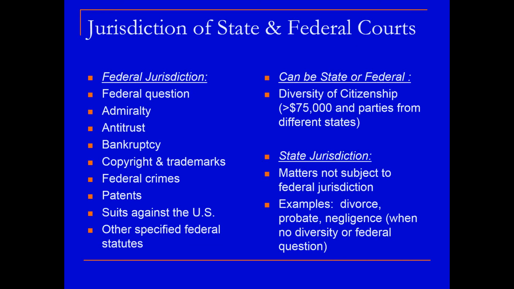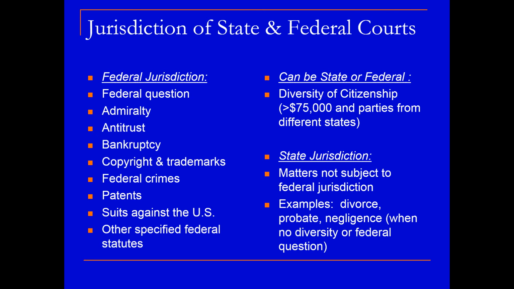Well, if you have questions of federal law, questions about the U.S. Constitution, that kind of thing, you're probably going to end up in federal court. If you have a divorce, probate, negligence case, that kind of thing, you may end up in state court. Now, what's in the middle here? This diversity of citizenship. If you don't have a federal question, but you still want to go to federal court, you can try to go to federal court using this, even if it's a matter that would normally go to state court.